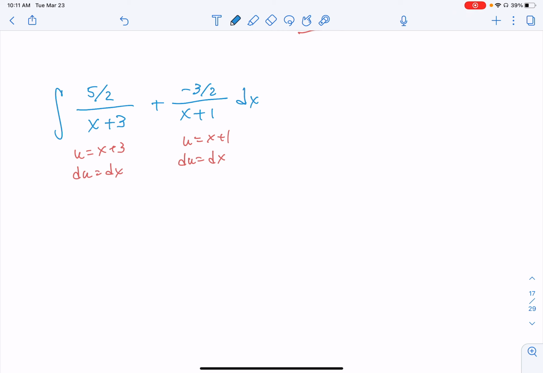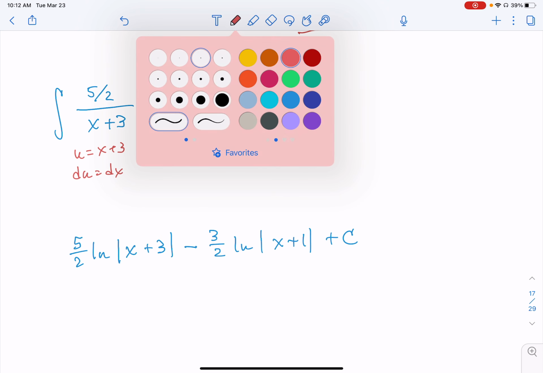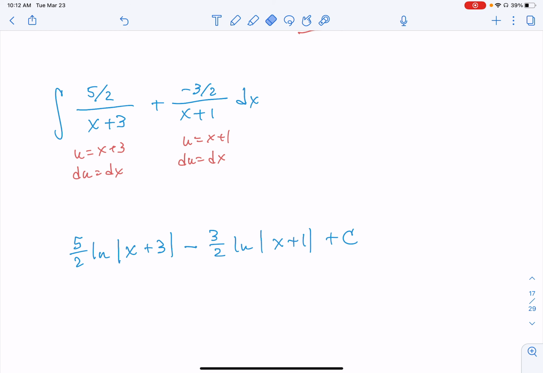So we're going to carry over this 5 halves times the natural log of the absolute value, don't forget it, x plus 3, minus 3 halves, natural log absolute value of x plus 1, and then plus C. It's entirely possible that these are combined. You can bring these 5 over 2 and 3 over 2 in as exponents, and you can do the subtraction as a quotient. Sometimes, though, on the multiple choice answers, it's just left expanded like that. That's very convenient, so it's done.